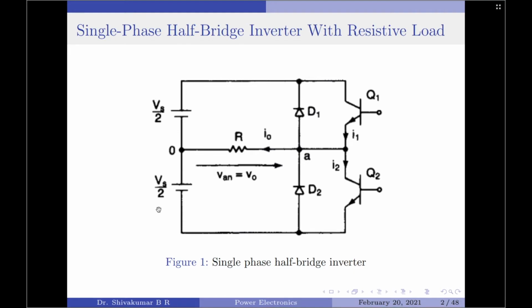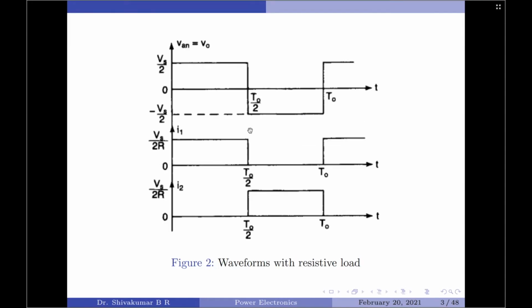Also, since the type of the load is purely resistive in nature, the load voltage and load current are in phase with each other. Let us now move on to look at the waveforms. Here we have shown three waveforms. The first one is for the load voltage, then we have the current for transistor Q1, and then we have the current for transistor Q2.